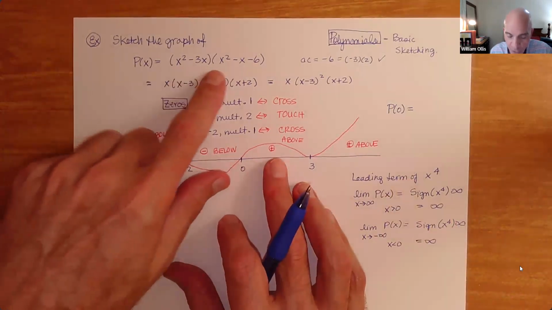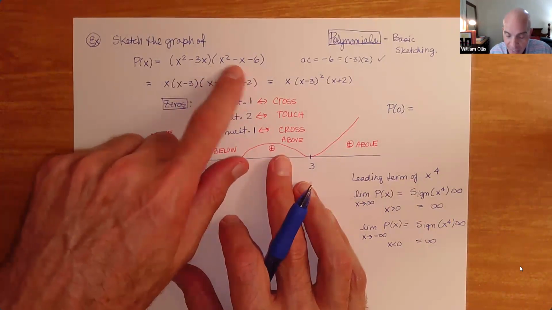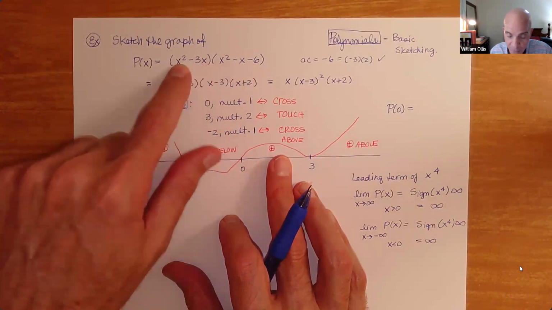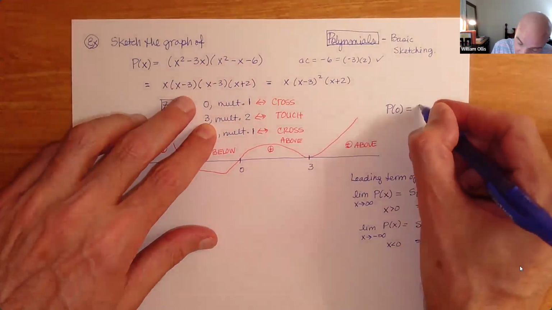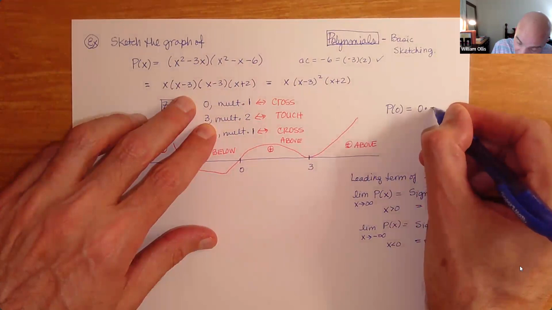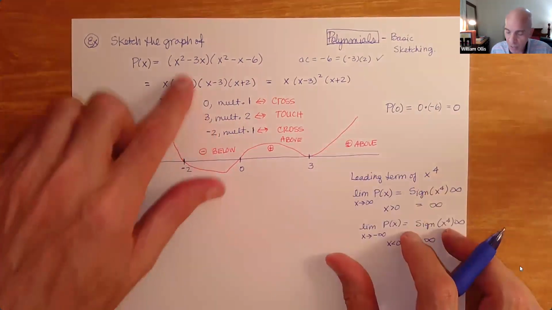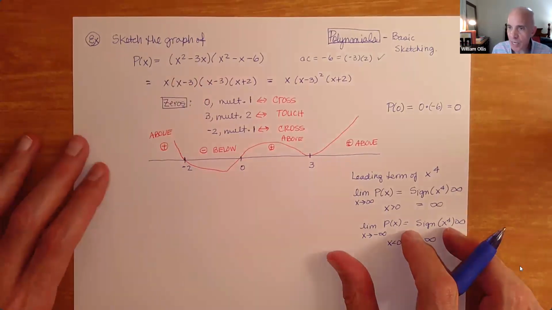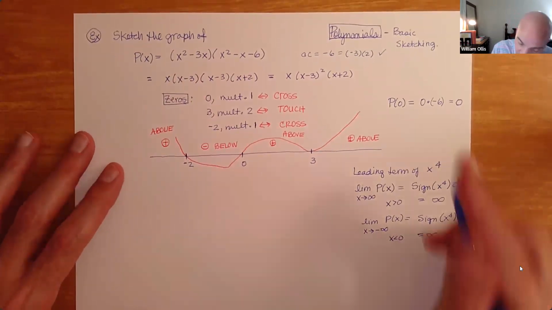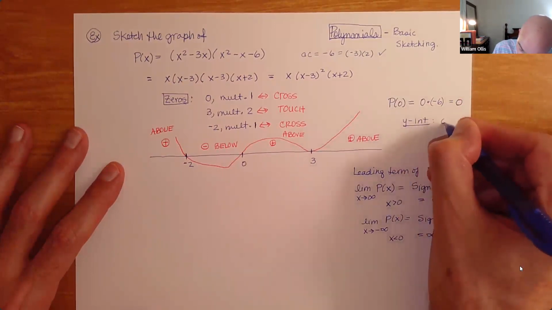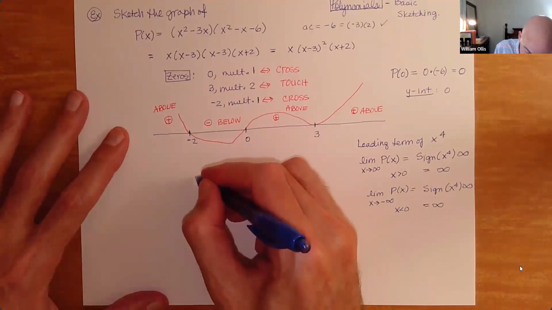But notice now, if you just replace x with 0, here we get a -6. And of course, this whole term is 0. So this just gives us 0 times -6, which is clearly 0. So again, the x-intercept and the y-intercept are the same. So we say y-intercept of 0. So now we can just do a simple sketch.